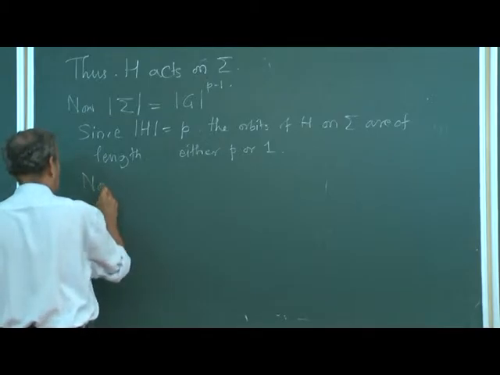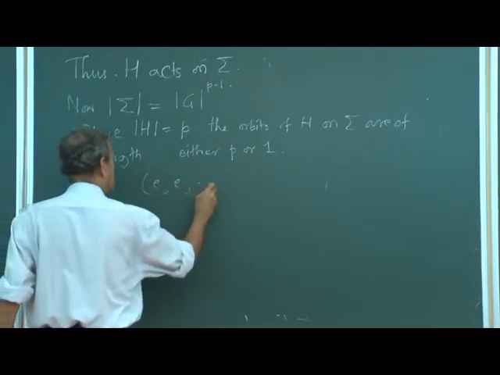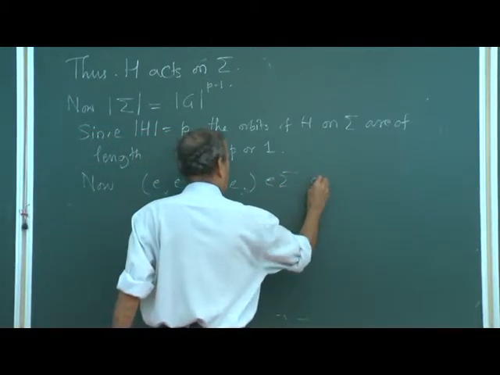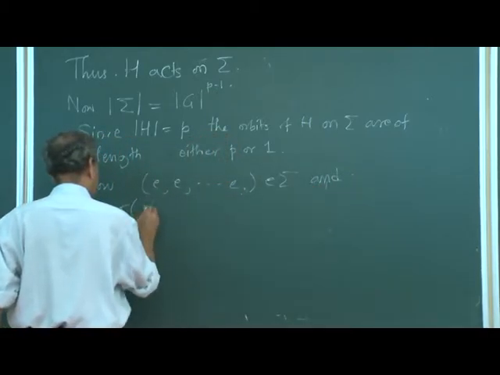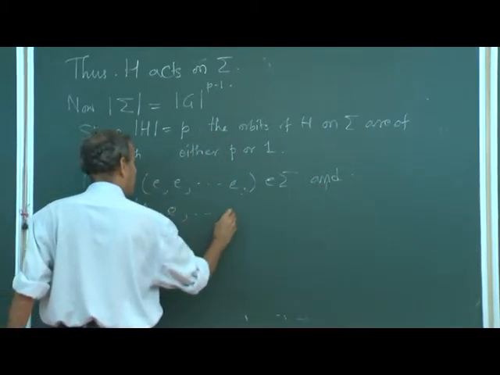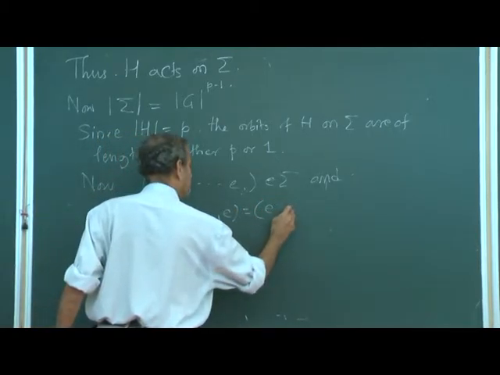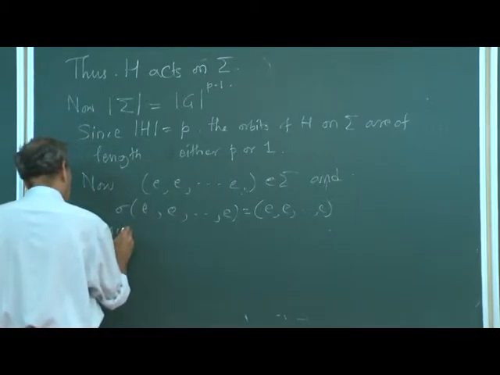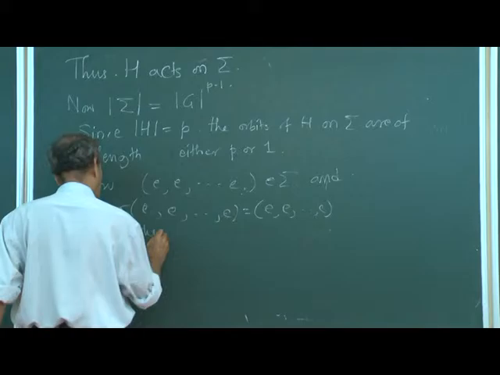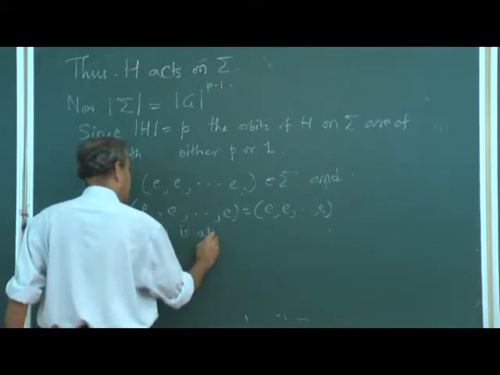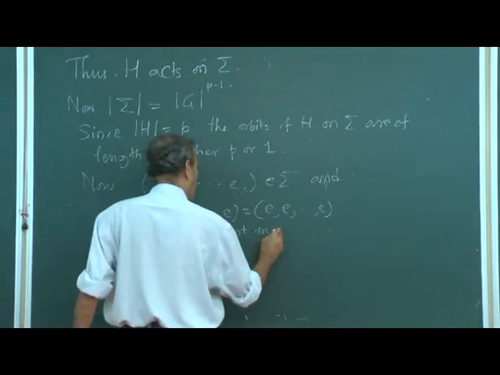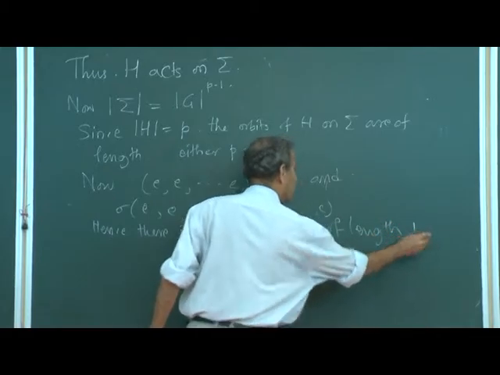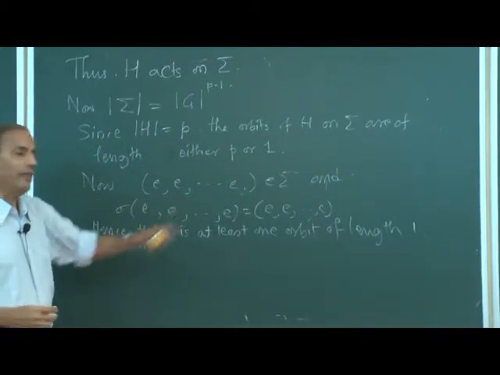Now, e is in sigma, and sigma of e is equal to itself. Hence, there is at least one orbit of length 1. All other orbits cannot be of length p.